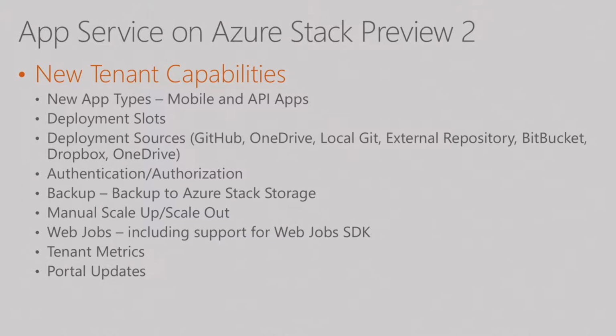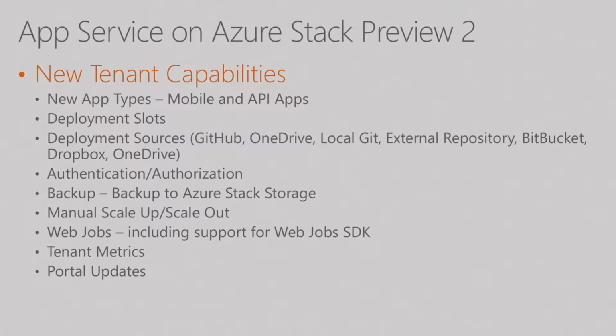We're bringing deployment sources to TP2. So key to mention there is we support GitHub, OneDrive, local Git, external repositories, Bitbucket, Dropbox, and OneDrive. A lot of these features have not been available on-prem previously. We've had some support for deployment sources, but not full. So we're excited to bring that and see how that is received.